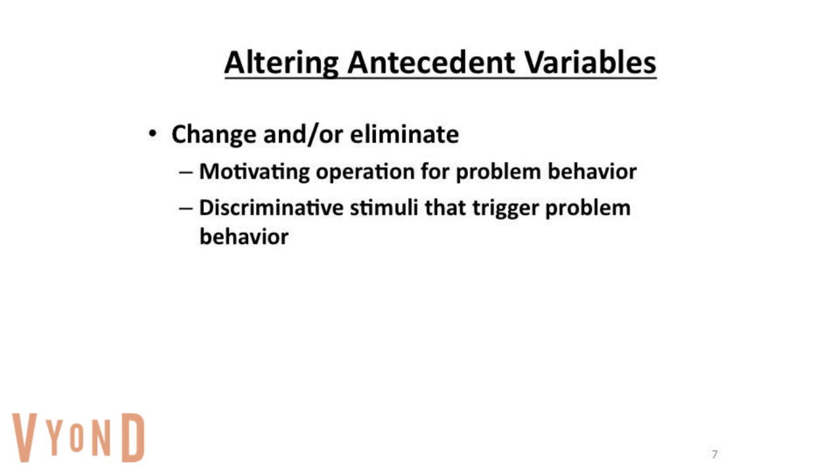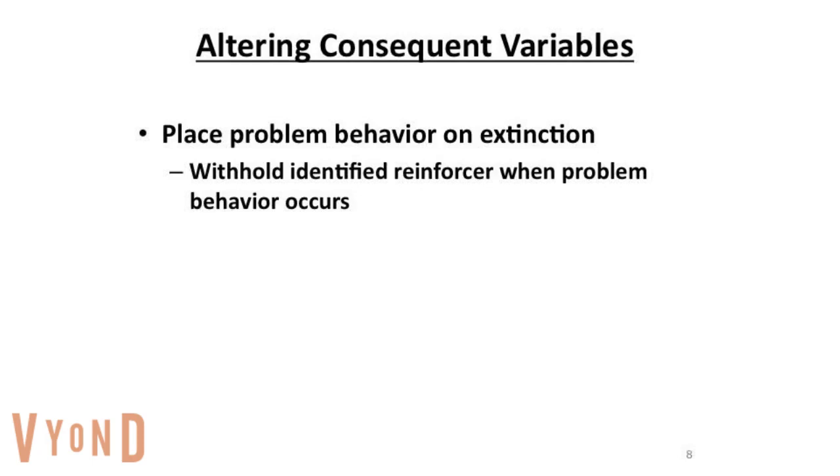When we look at the discriminative stimuli, we would look at how we might change that. And if we're looking at altering the antecedent, that's things like a visual schedule, visual reminders of using functional communication. Altering consequent variables. So that would mean we would place the problem behavior on extinction. And if you remember, extinction is when you withhold the identified reinforcer when the problem behavior occurs. And then we'll also talk about reinforcing the replacement behavior.